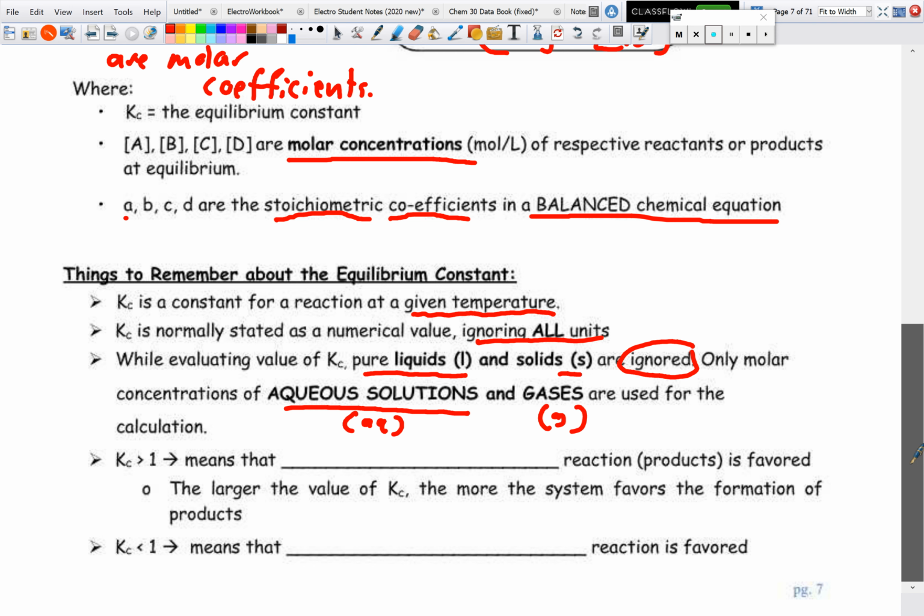And when we're done evaluating stuff, if we see an equilibrium constant greater than 1, that means the forward reaction, or the products, are being favored, or the percent reaction is greater than 50%. If we see an equilibrium constant less than 1, this means the reverse reaction is favored, or the percent reaction is less than 50%. But we are going to use these words here, so forward reaction favored or reverse reaction favored.